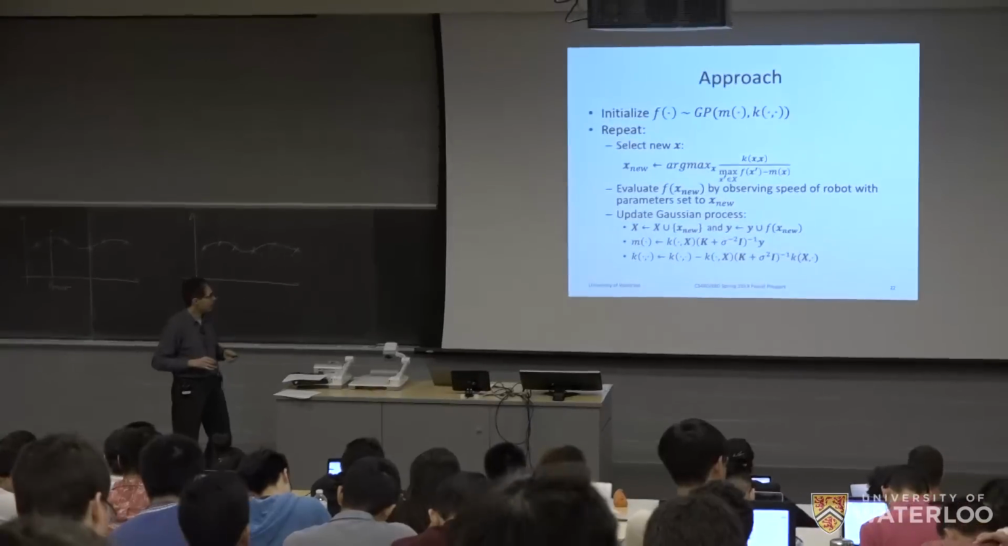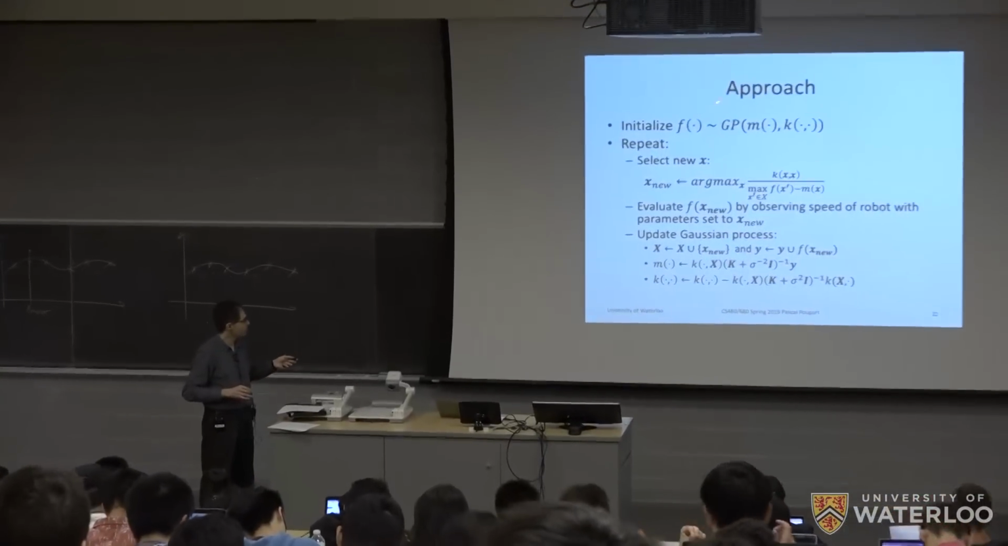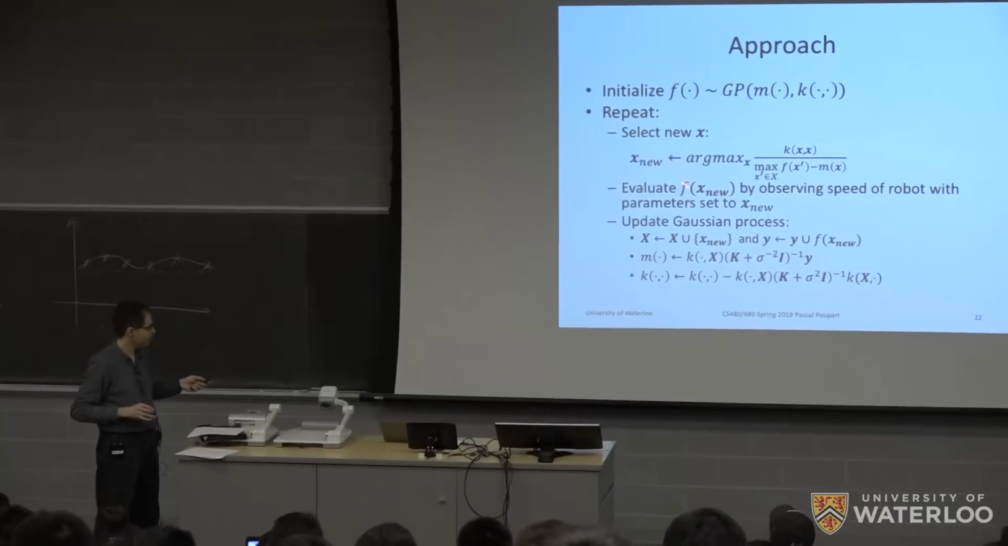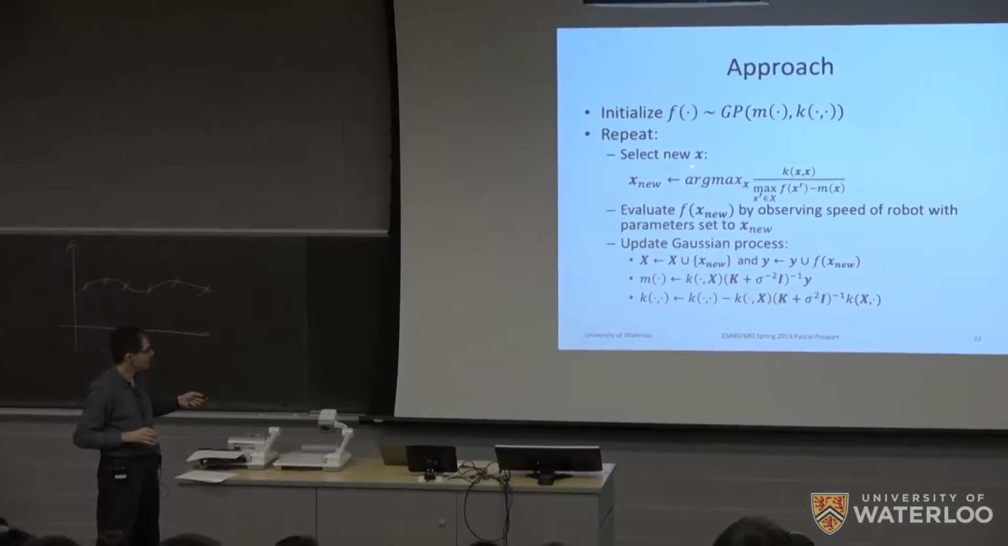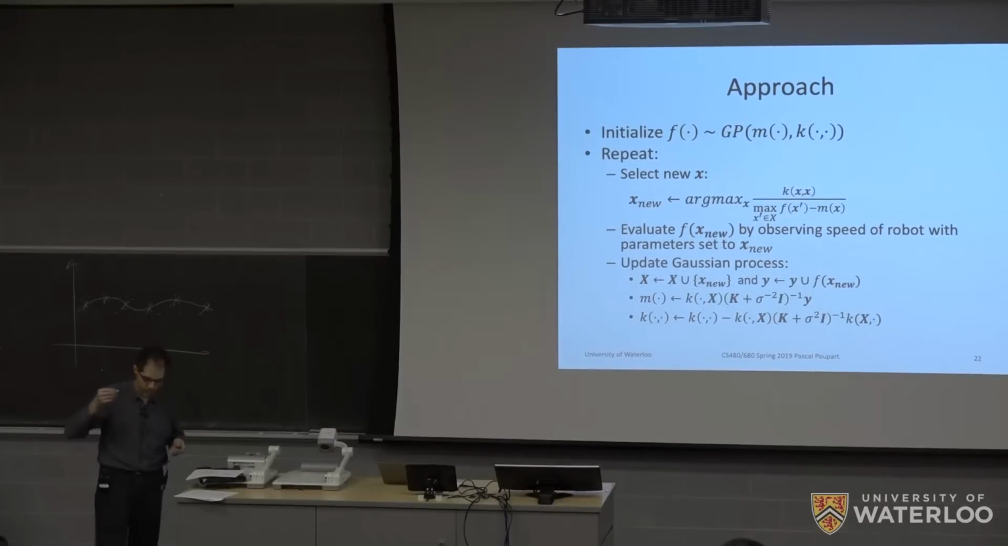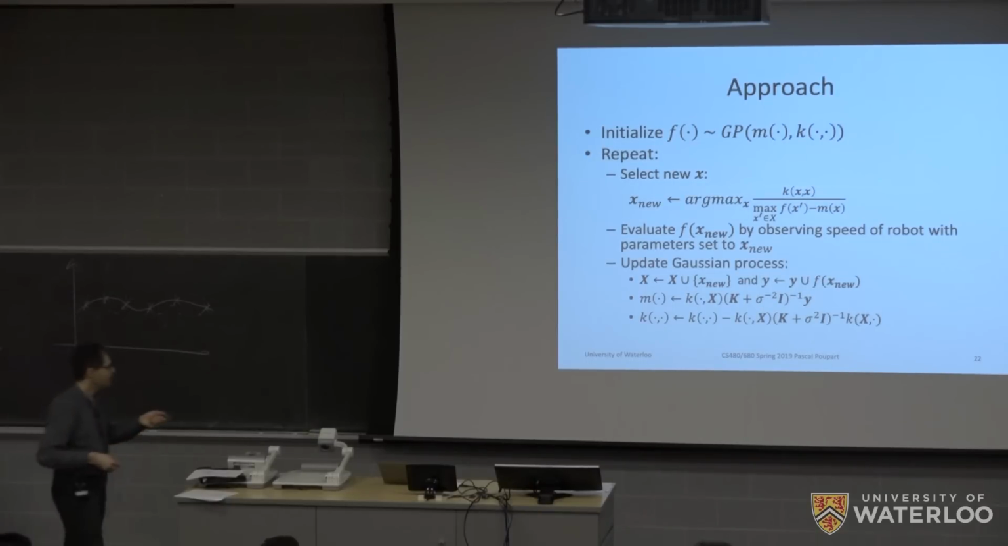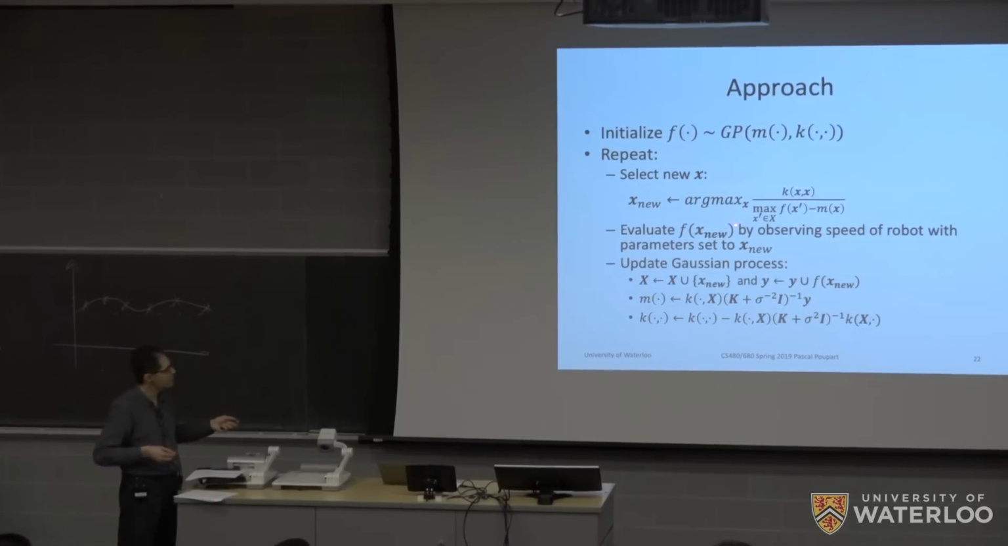All right, so to summarize, the algorithm starts by initializing a Gaussian process, and then at every step in this loop, we're going to select a new x. This is a new setting of the parameters where we carry out an experiment. It corresponds to a new data point for the curve. And the heuristic that was used in that work was essentially to maximize this expression.